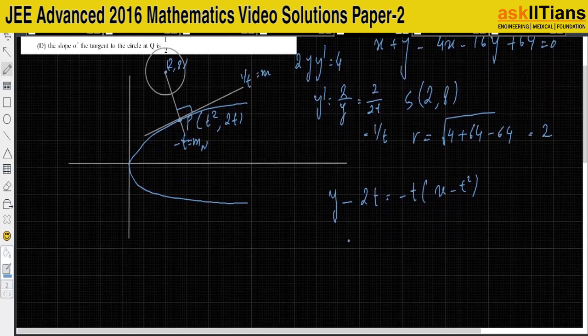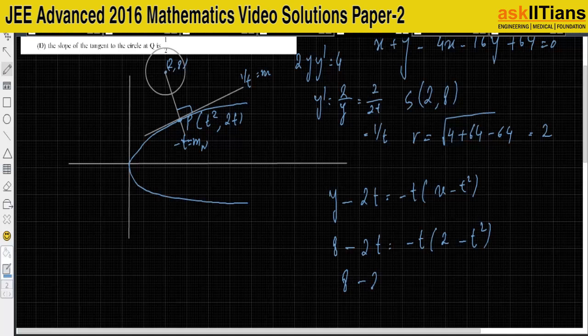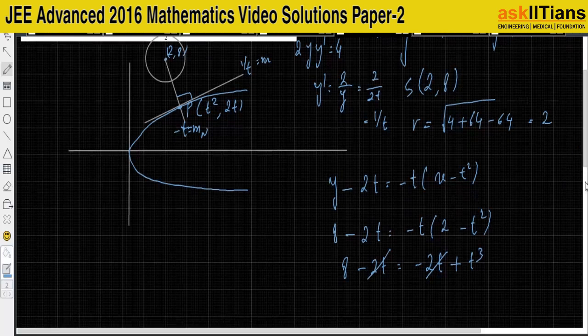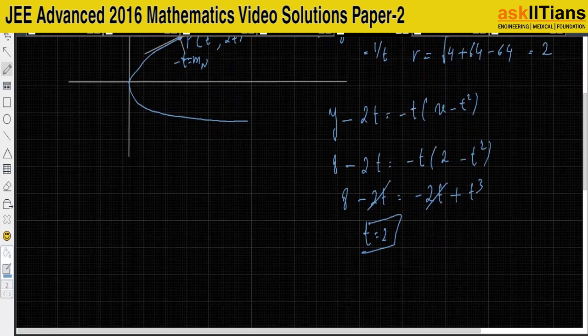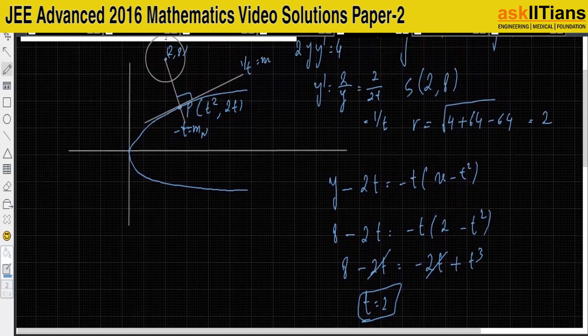And this equation will pass through 2, 8. Normal has to pass through 2, 8, right? So y is 8 and x is 2. So here I'll get 8 minus 2t equal to minus t times 2 minus t square, that is minus 2t plus t cube. So this will get cancelled, and from here I'll get t equal to 2. So if t is equal to 2, point P will be 4, 4. Okay, so point P I already got, that is 4, 4.